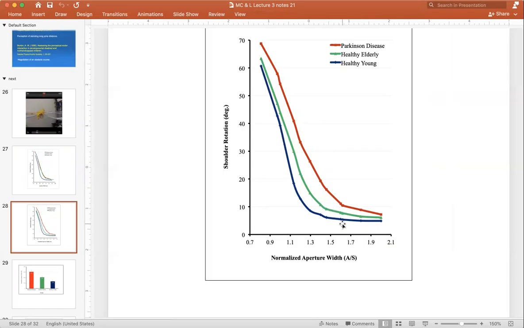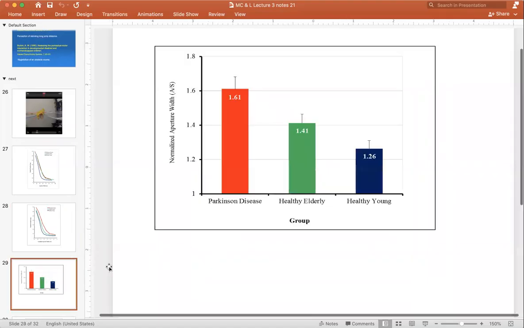So when we plot this, you can see that this inflection point for the healthy young is about here, just less than 1.3 perhaps. Here it is for the healthy elderly, and here it is for the people with Parkinson's disease. This is a summary of all the participants. When we plotted each one of these graphs for every single person and calculated this inflection point and averaged that, this is the data we got.